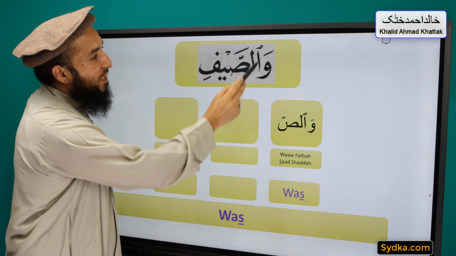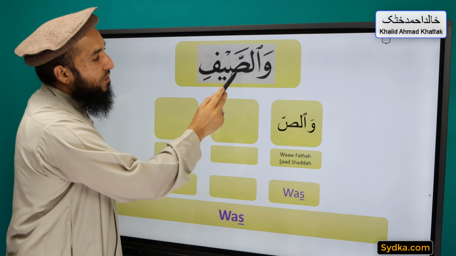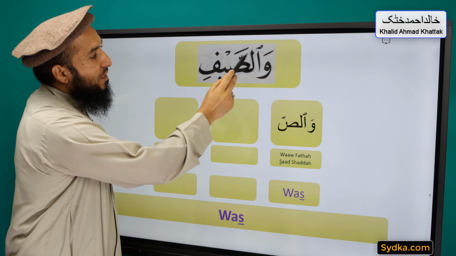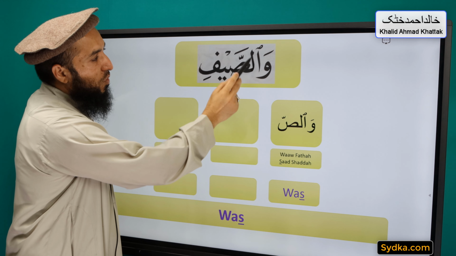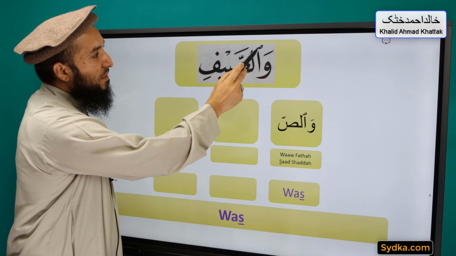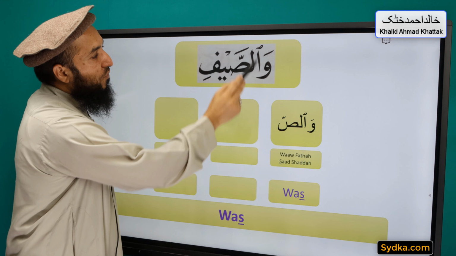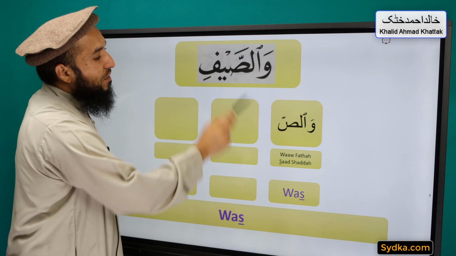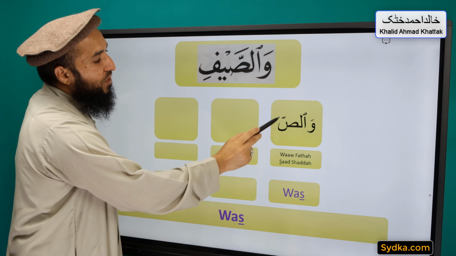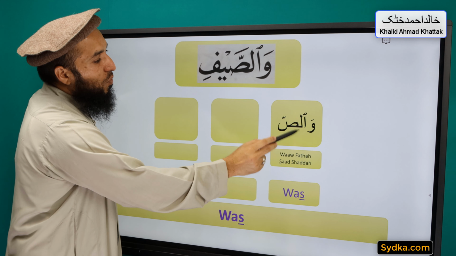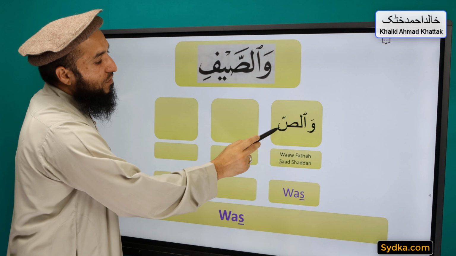Waw is a light letter, it has fatha on top of it, it is followed by sad, sad has a shadda. This lam is silent and this alif is called hamzatul wasl, connecting hamza, and it is silent as well. Waw fatha sad shadda was.